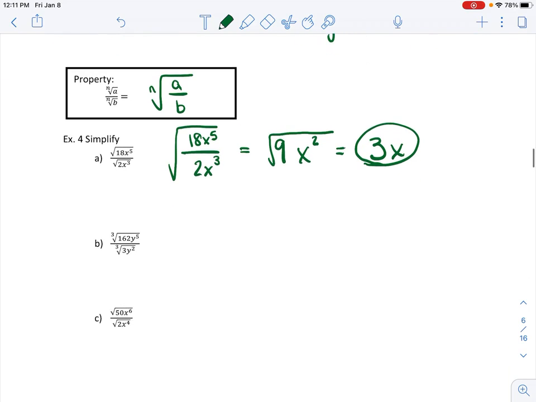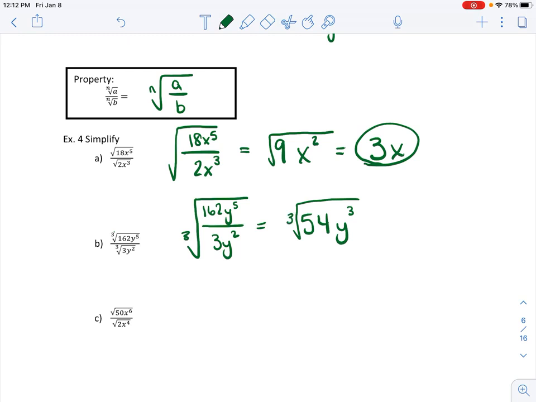Okay? A couple more. Once again, the indexes are the same. They're both 3, so we can put them all inside like so. 162 divided by 3 is 54, and then y to the 5th over y to the 2nd reduces to y cubed, and we have the cube root here.